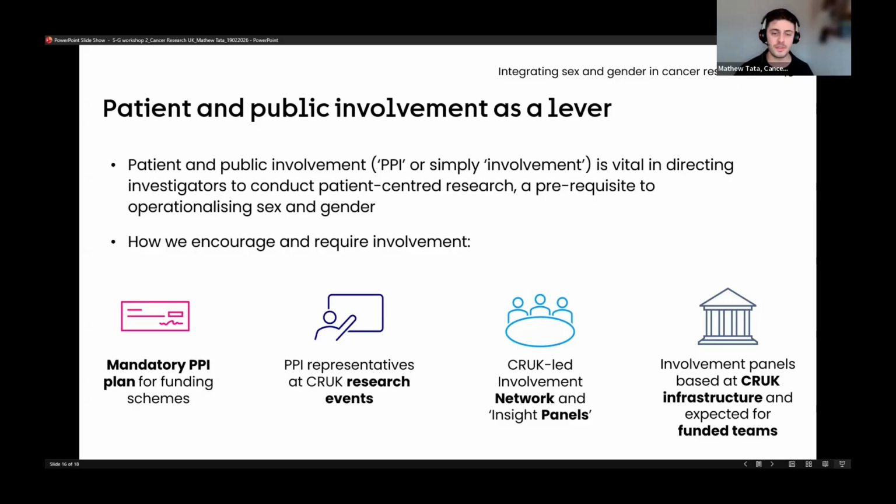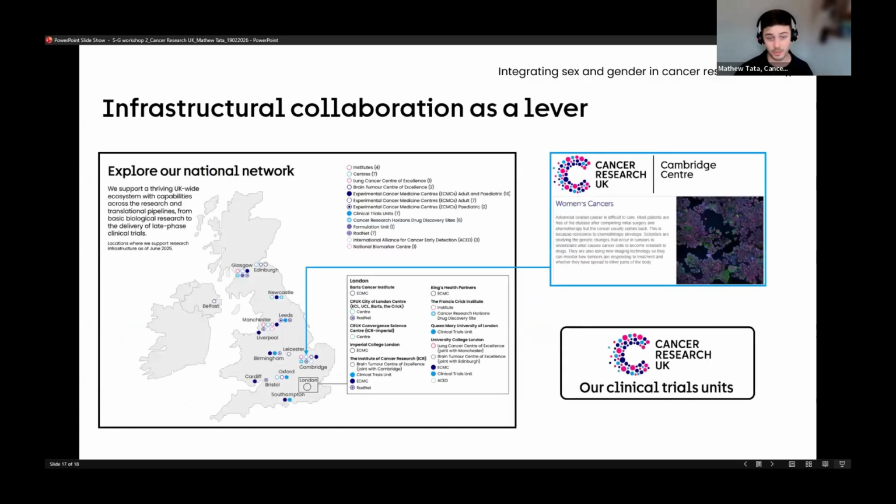And you can see at the bottom of this slide a number of different ways that we ensure meaningful involvement, from mandatory PPI plans to people affected by cancer speaking at our events or contributing through our own involvement panels, and then through to the involvement panels that are hosted by the teams that we've funded, and also at our core funded infrastructure.